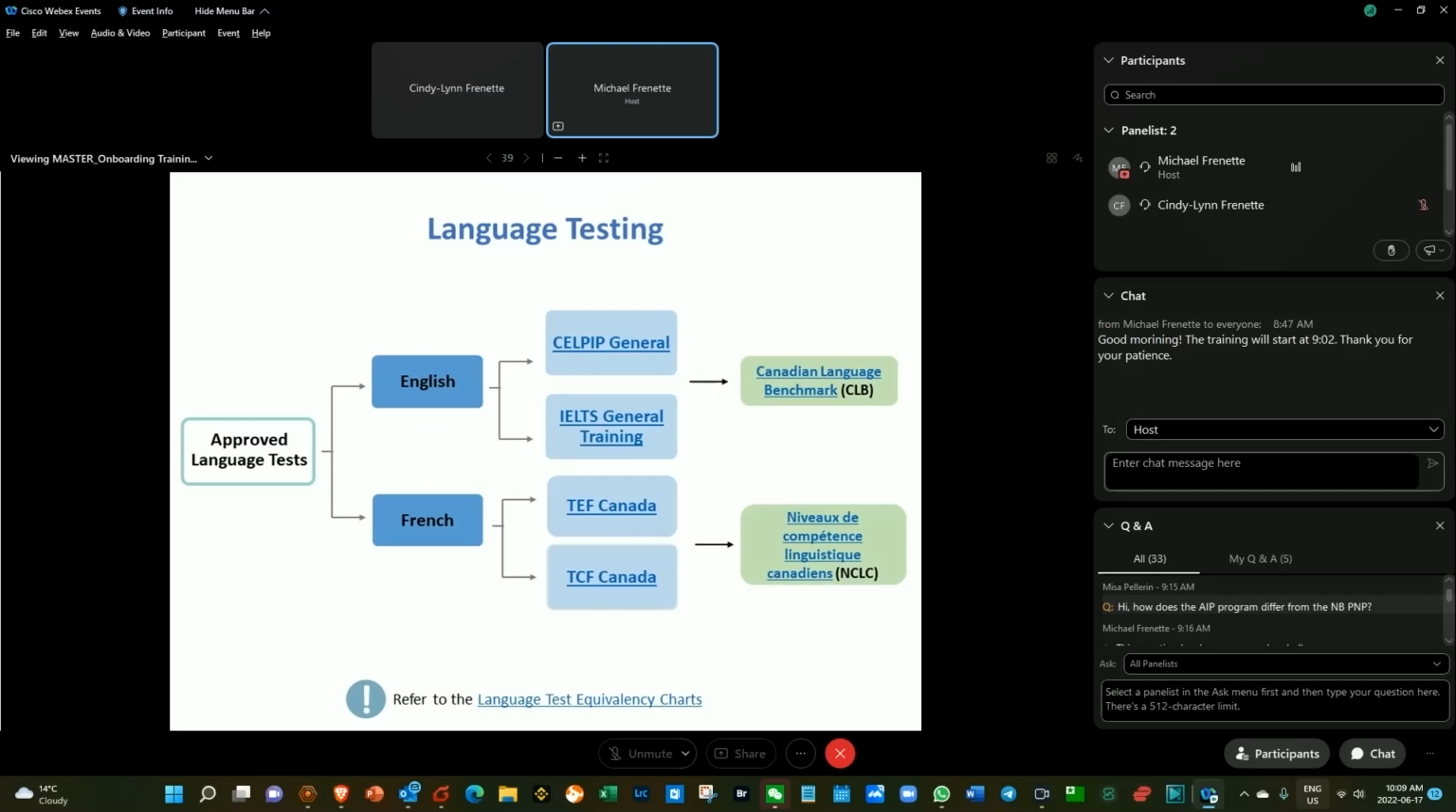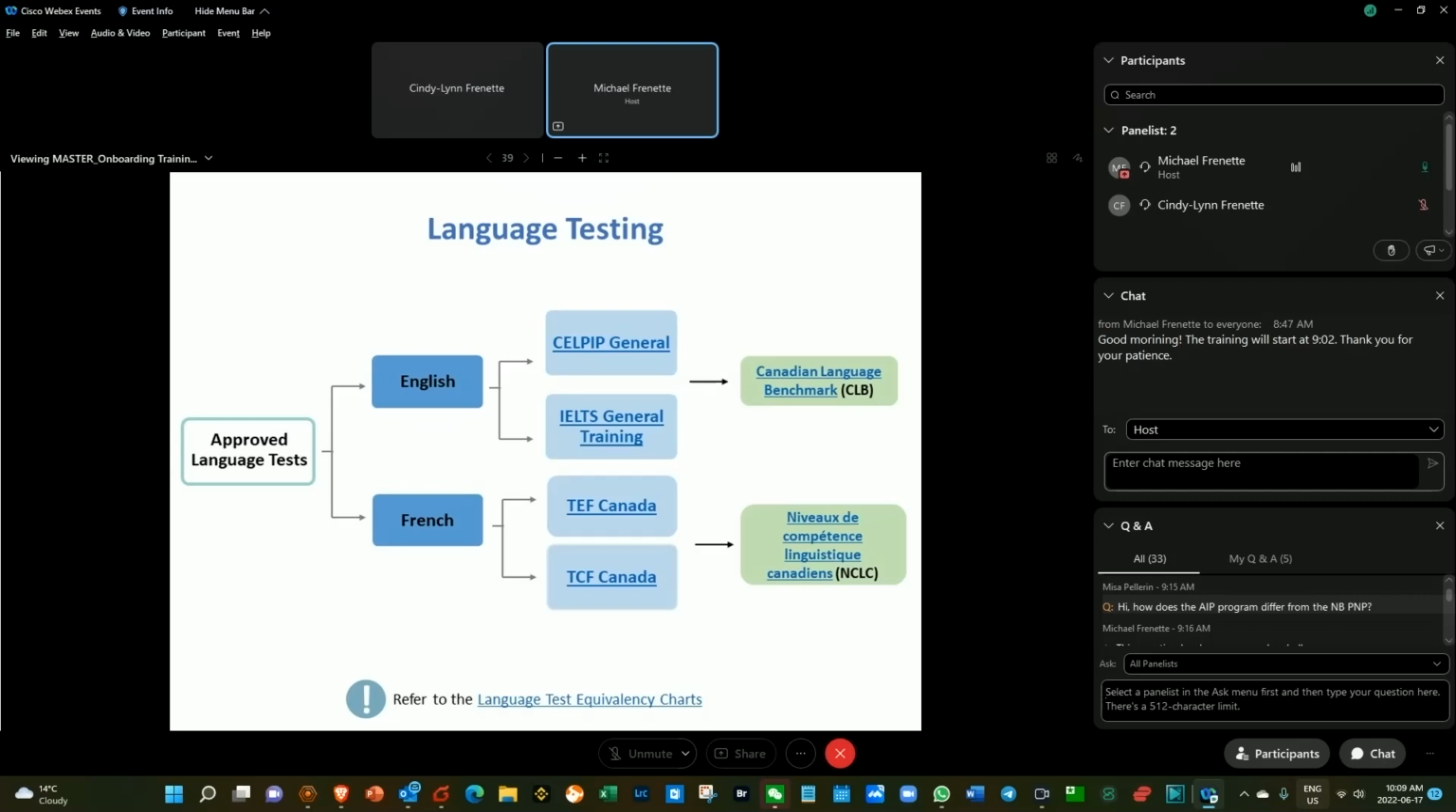Now, looking at language tests. In order to demonstrate your language skills in English or French, your candidate will need to take a language test approved by IRCC. To measure levels, IRCC uses the Canadian Language Benchmark for English or the Niveau de compétence linguistique canadien for French. Please refer to the language test chart, which is available online, to help you determine the CLB or NCLC level for your candidate based on the test it took.